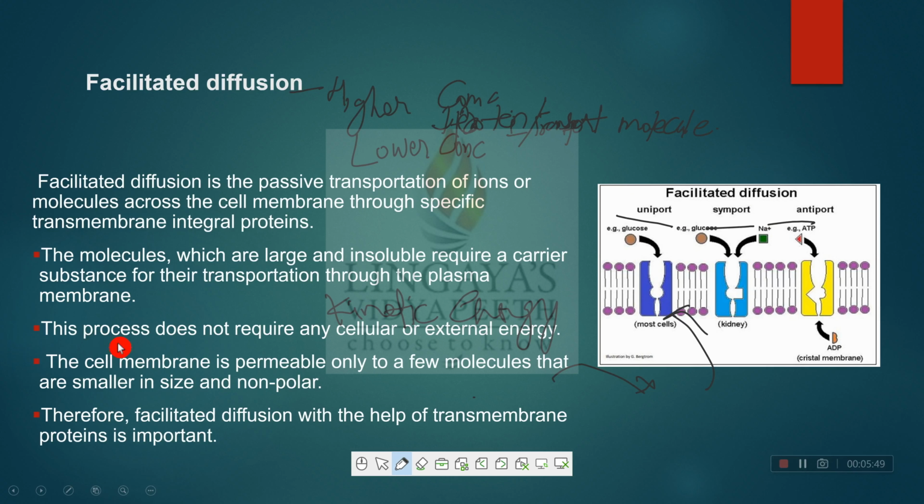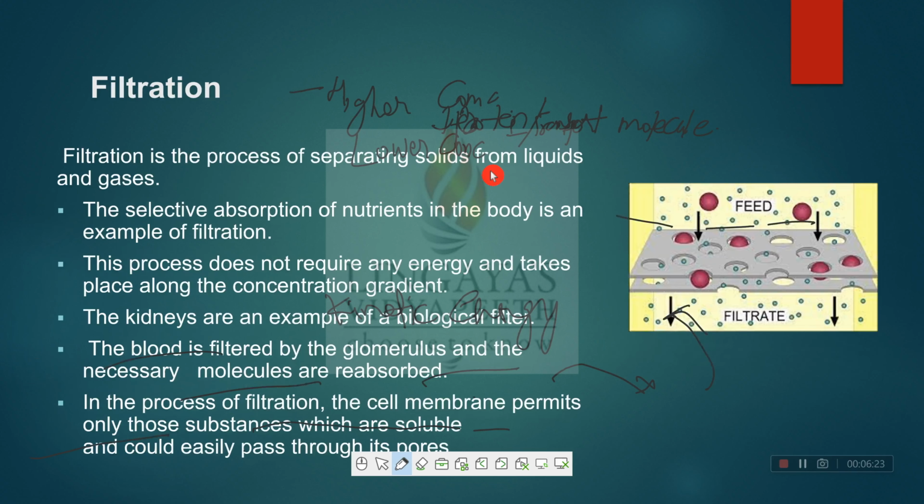Alright, so the cell membrane is permeable only to a few molecules that are smaller in size and non-polar. Therefore, facilitated diffusion with the help of transmembrane protein is important. As I told you, a transport molecule is required in facilitated diffusion that will transport the substance from higher concentration to lower concentration. In facilitated diffusion, external energy such as chemical energy is not required. Facilitated diffusion is carried out with the help of kinetic energy only.